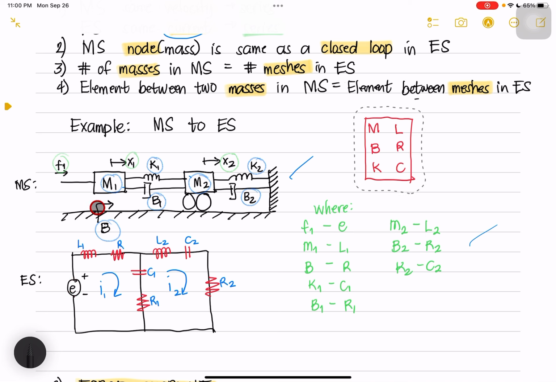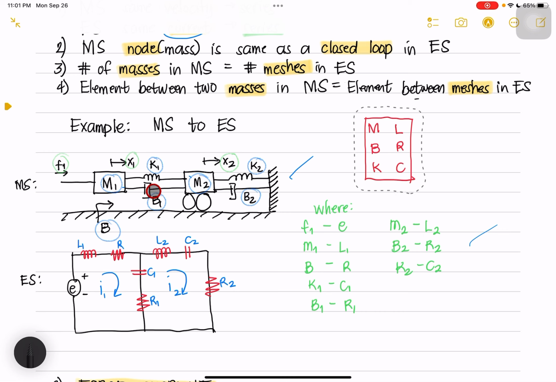And then, what is connected to our M1? We have this B here due to friction. And then, we have B1, the damper. We have the spring K1. But this K1 and B1 are both between M1 and M2.